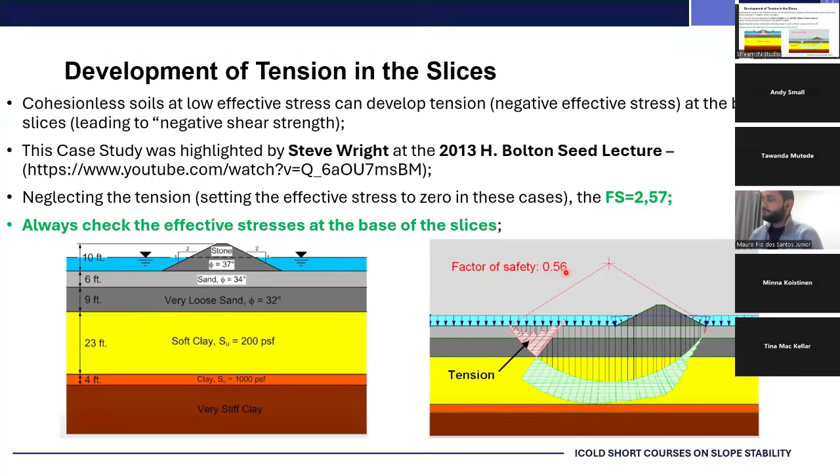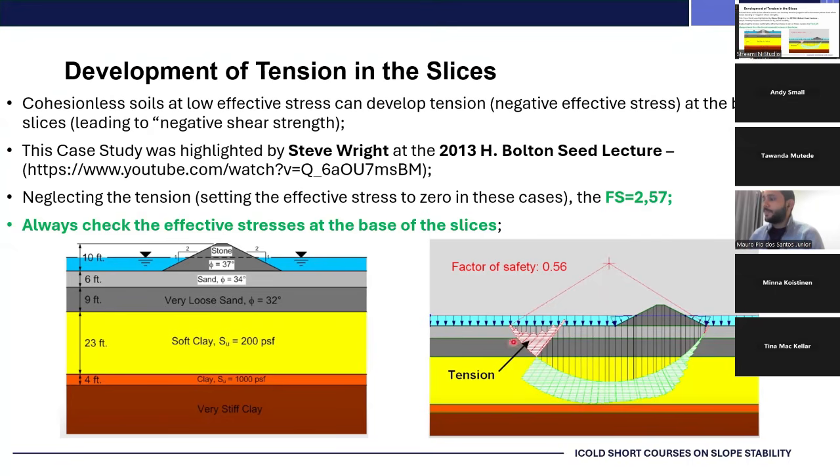0.56. And he was like, well, what is that? And then when he looked into the failure surface, there's tension in the failure surface, meaning that the shear strength in that portion is actually mobilizing the failure surface instead of resisting the movement. So be aware that when you have cohesive materials and low effective stress, sometimes that can happen. And the real factor of safety for this case is 2.57 instead of 0.56. So always check for the effective stresses that you're considering in your calculation.